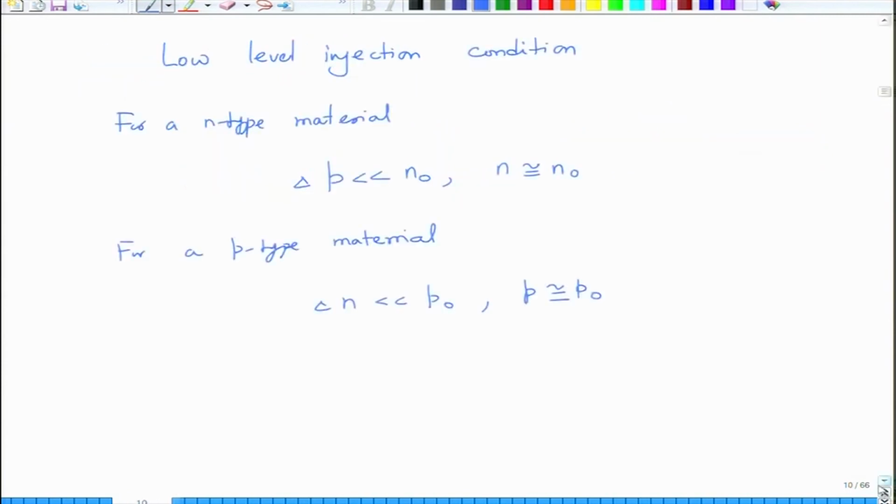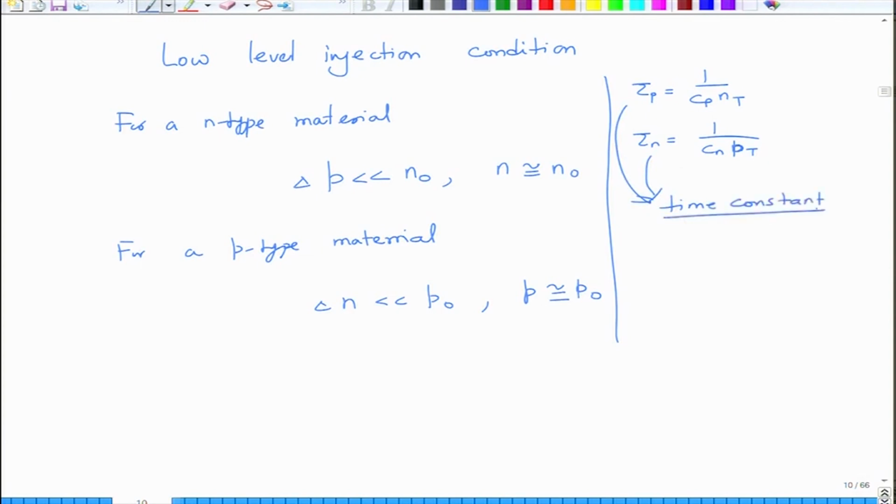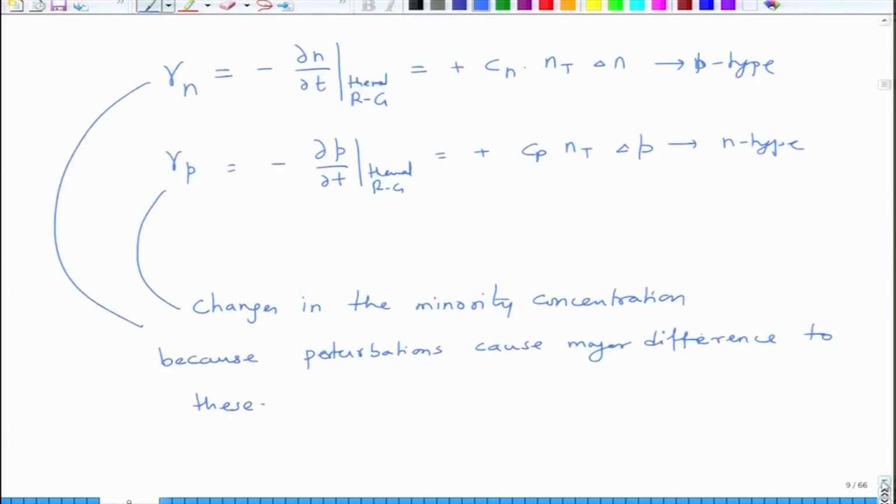In this low level injection condition, once we accept it, we define a quantity called tau P. This tau P is 1 over Cp Nt, and tau N is 1 over Cn Pt. What is this tau? Tau we define as a time constant. This is in seconds. You can see from the units here, del N by del T is per centimeter cube per second. So, if one of these is per centimeter cube, the other thing has to have a unit of per second.